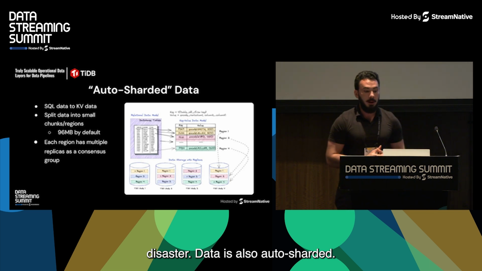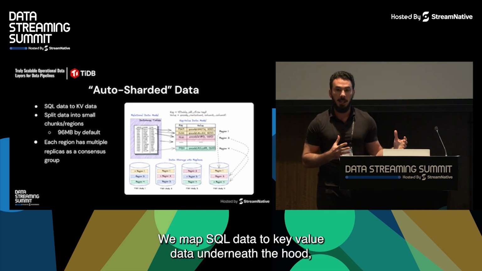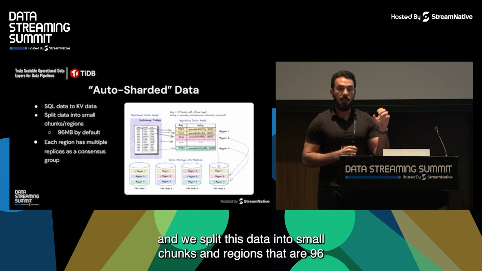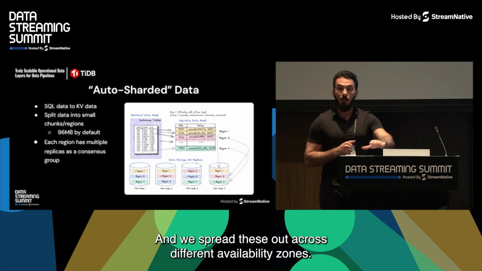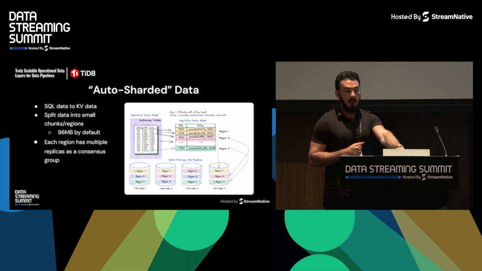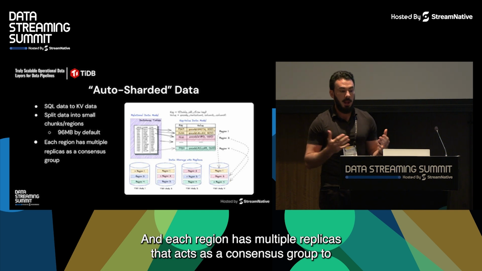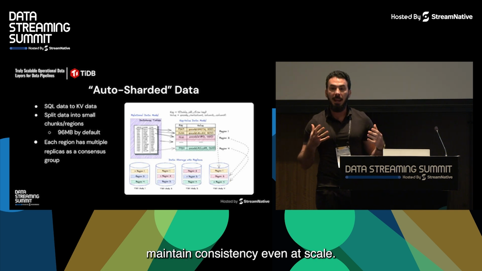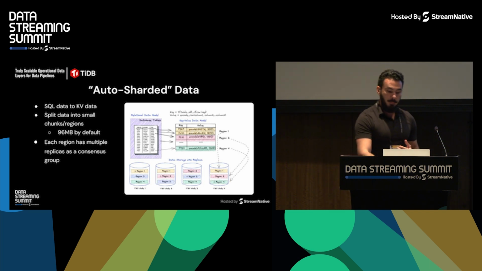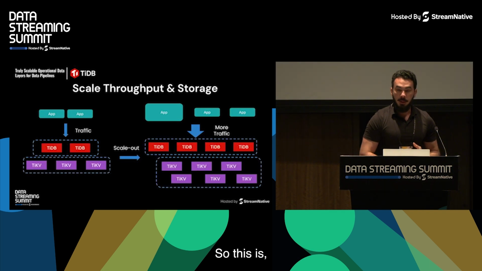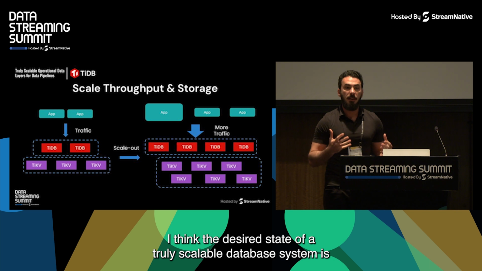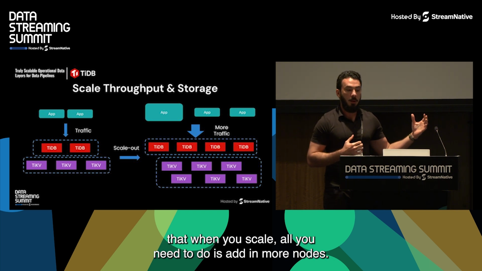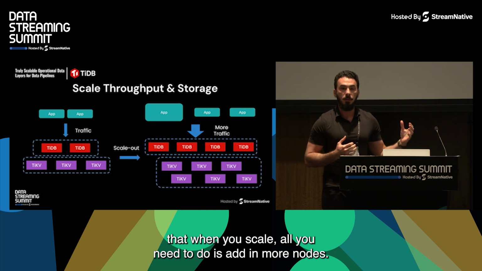Data is also auto-sharded. We map SQL data to key-value data under the hood. And we split this data into small chunks called regions that are 96 megabytes by default. And we spread these out across different availability zones. Each region has multiple replicas that act as a consensus group to maintain consistency, even at scale. So this is, I think, the desired state of a truly scalable database system: when you scale, all you need to do is add more nodes.